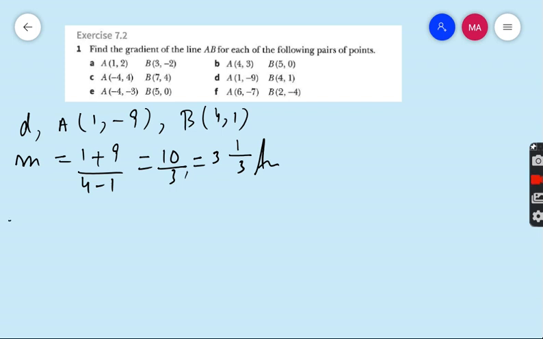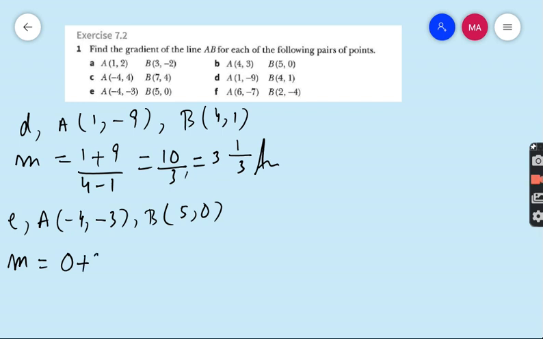Come to part E. A(-4, -3), B(5, 0). Gradient is y2 minus y1. y1 is already with a negative sign, so it would be minus minus plus, upon x2 minus x1. x1 is with a negative sign, so it would be minus minus plus. 0 plus 3 is 3, 5 plus 4 is 9, 3 1s are 3, 3 3s are 9, so the answer is 1 upon 3.